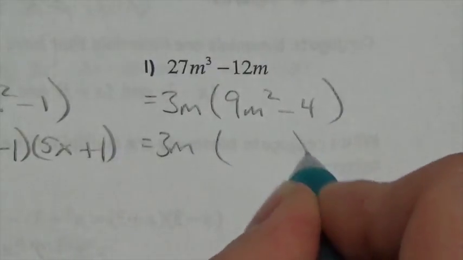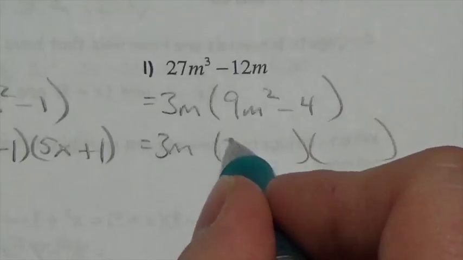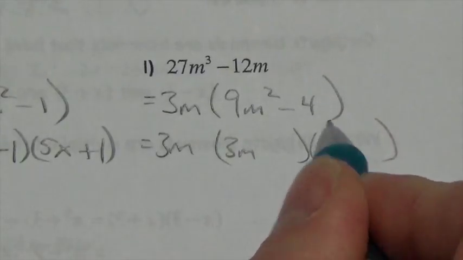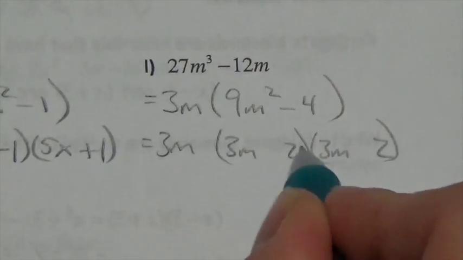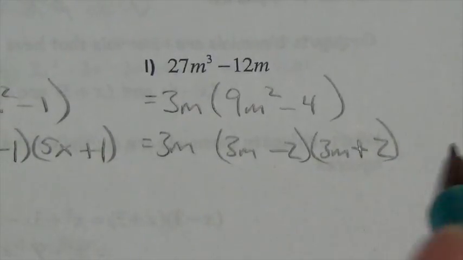And I see from here that that's a difference of squares. The square root of 9m squared will be 3m. The square root of 4 will be 2. And again, to make these binomial conjugates, I'll put a subtraction there and an addition there.